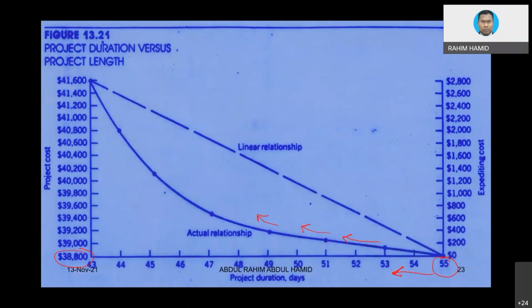So let's say you want to negotiate with the client. You already calculated earlier that 55 days would be 38,000. If you want to reduce to 48 days, what would be the cost? Automatically you know what the cost will be. This is what project compression is all about.